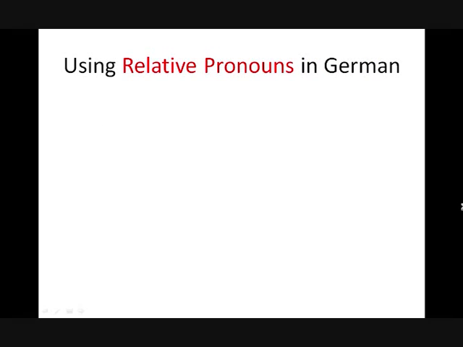Now, using relative pronouns in German. In German, they use the same word for that, which, and who. Or in other words, they don't distinguish between objects and people. In English you can't say, the book who has lots of pages. It'd be the book that has lots of pages. In German, they don't make this distinction, and they use the same word for that, which, and who. So you don't have to worry about that.